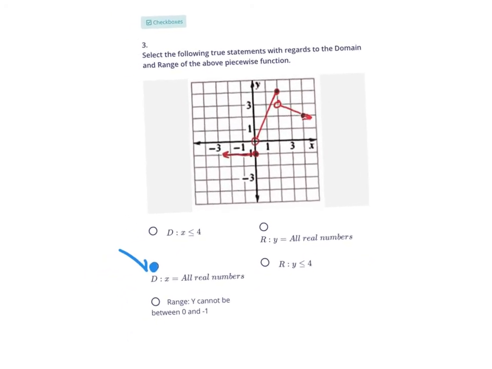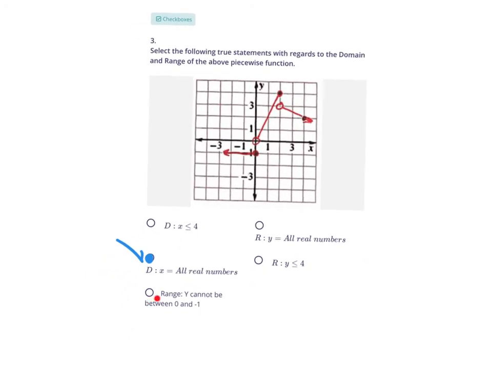What else? It says the range, y cannot be between 0 and -1. The y values cannot be between 0 and -1. Well, it looks like there's a hole right there on the y values, but this one does go down and eventually will fill that gap. So that's not true either. So we said this one didn't work. This one doesn't work. The next one, the range y equals all real numbers.